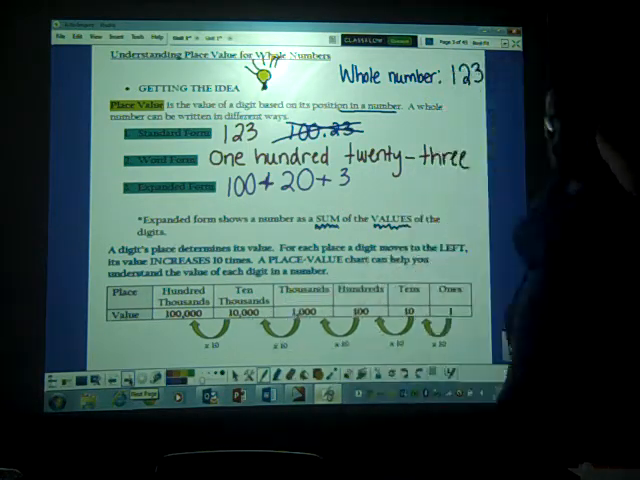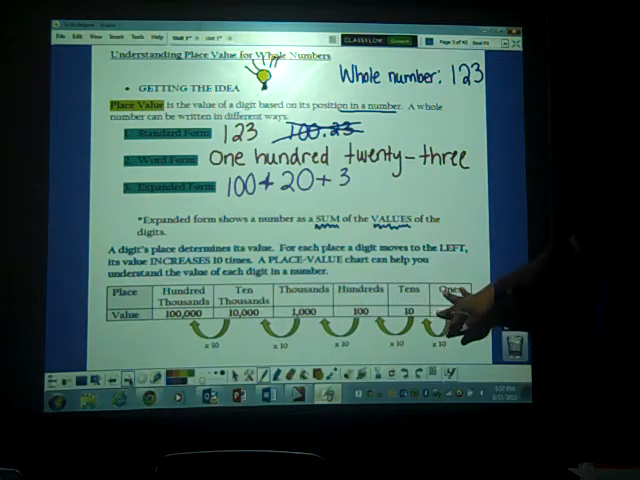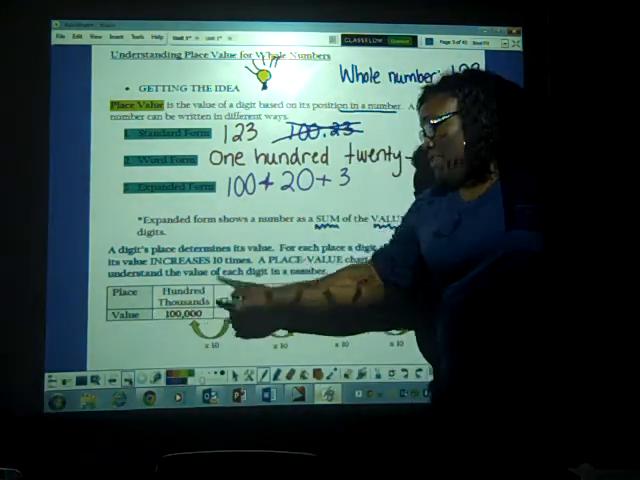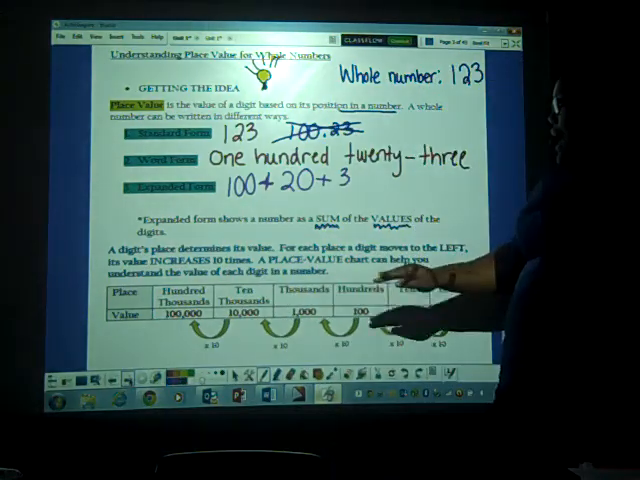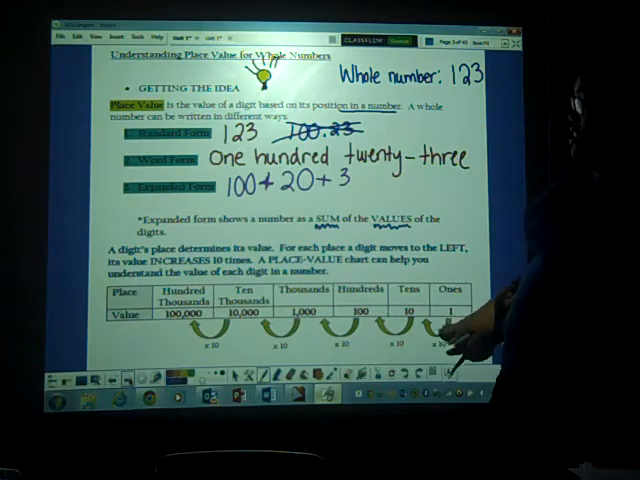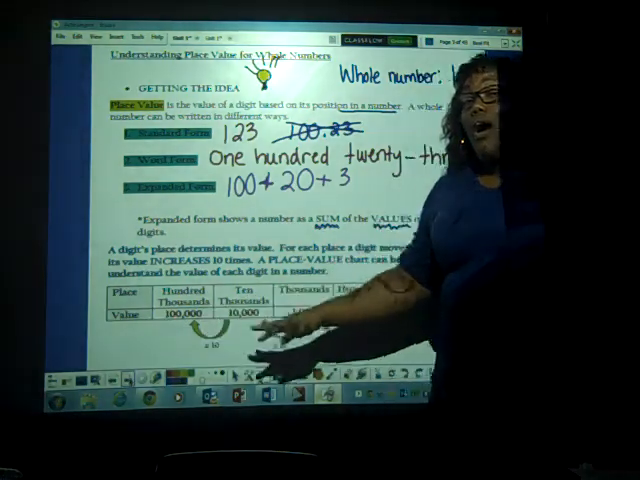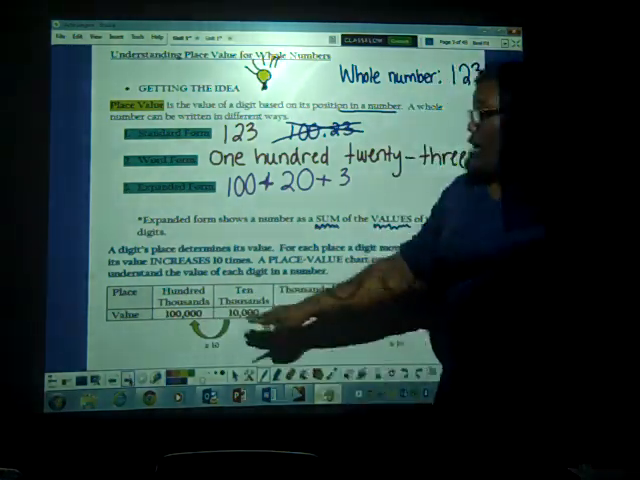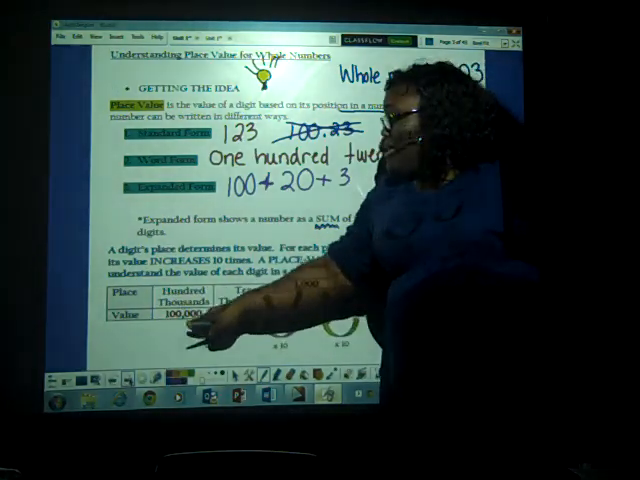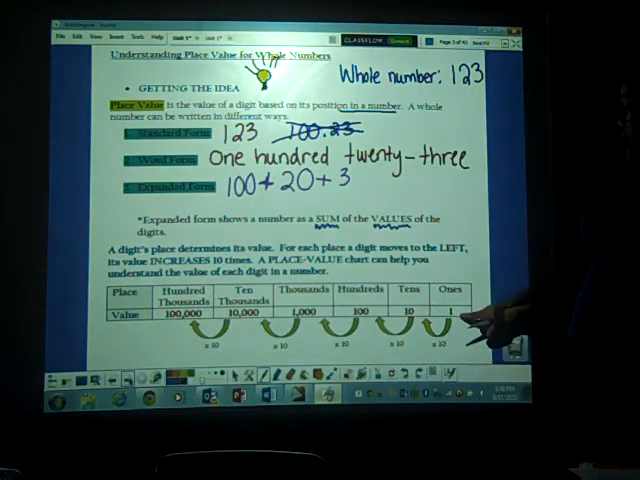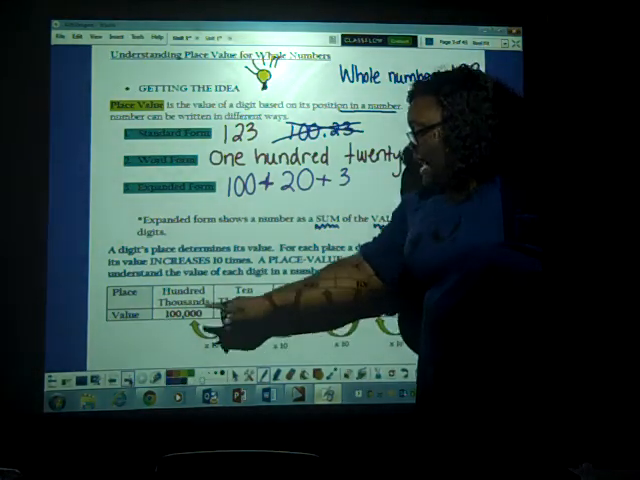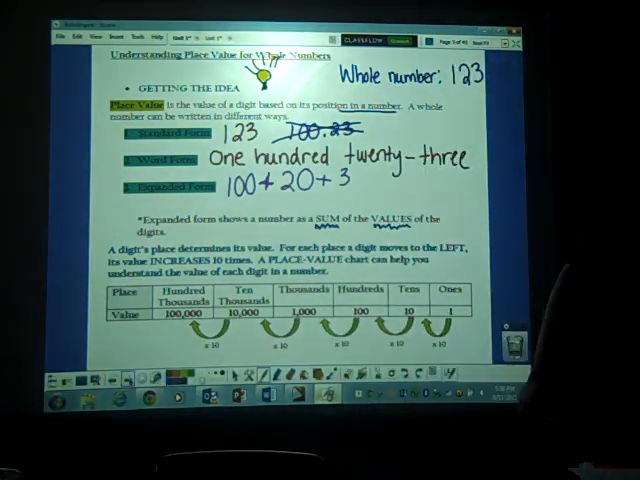So what we have here, I made a place value chart. And I have the place values: 100,000s, 10,000s, thousands, hundreds, tens, and ones. Then I showed you the numerical form of each one of those place values. Up here is word form. Below in red is standard form. So we have 1, 10, 100, 1,000, 10,000, 100,000.